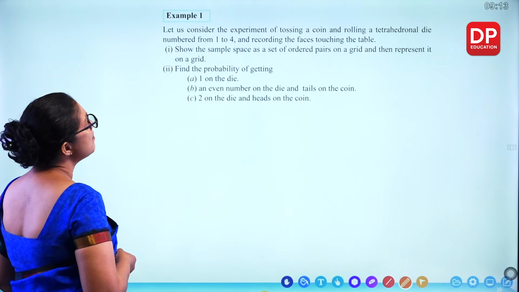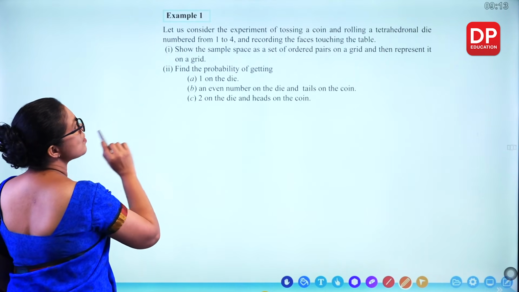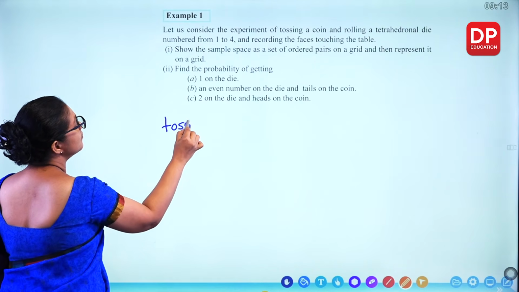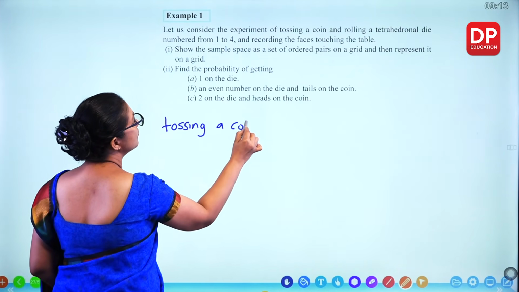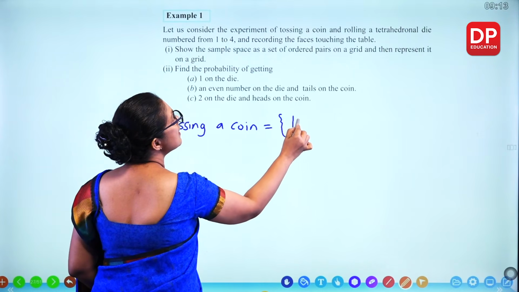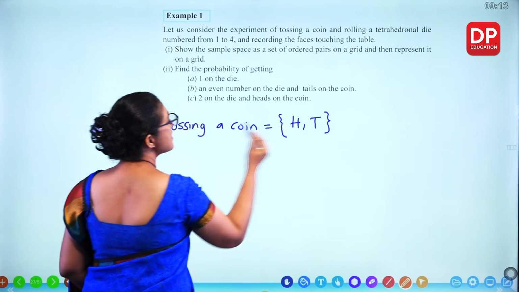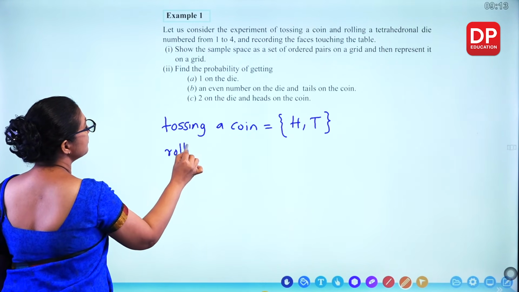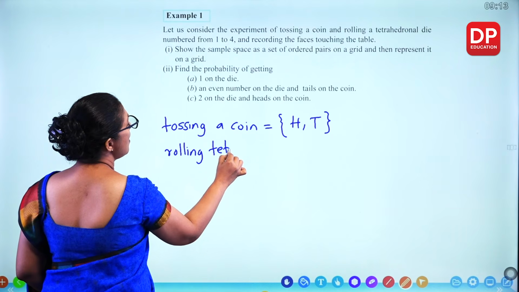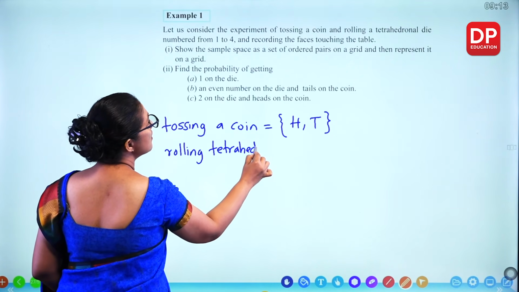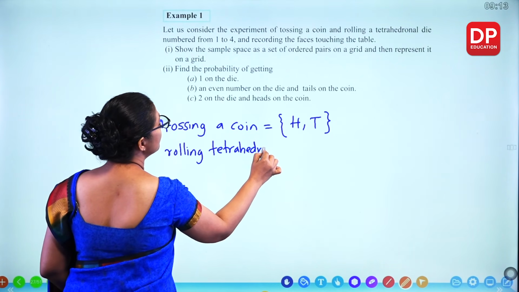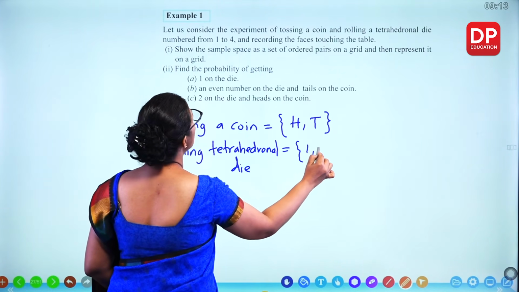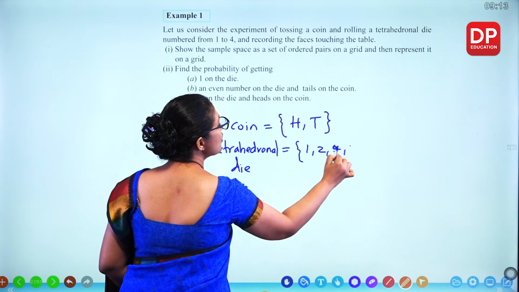Okay, what are the possible outcomes when you take tossing a coin? So tossing a coin, you can get heads or tails. Rolling a tetrahedral die, you get 1, 2, 3, 4.